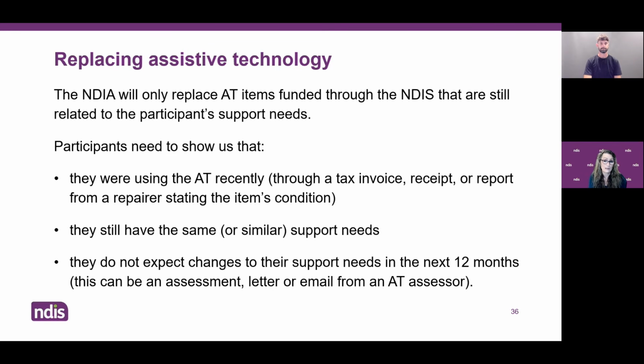We generally only replace items the participant got through the NDIS. To replace items, we need to know the participant was using the AT recently, the participant has the same support needs, and the participant does not expect changes to their support needs in the next 12 months. Further information about replacement AT, including evidence and quote requirements, is available on the NDIS website under Repairs, Maintenance and Replacement.